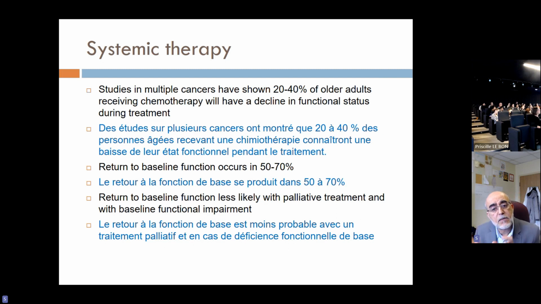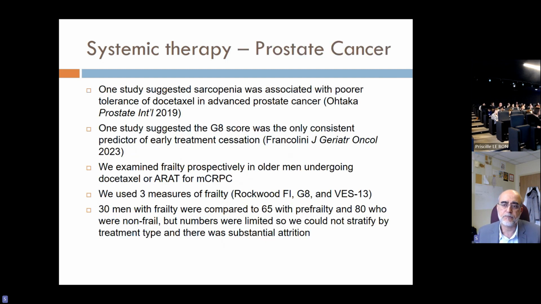Importantly, when chemotherapy finishes, 50% or more, 50 to 70% of people will eventually regain their baseline function. However, it is less likely to return to baseline if the treatment was in a palliative setting, which of course it often is with chemotherapy, especially with metastatic disease, or if you had baseline functional impairment, which most people with frailty do. Therefore, people who are frail are more likely to have decline in function and less likely to recover.